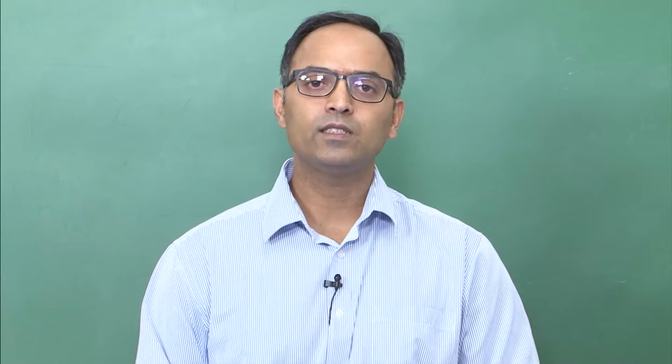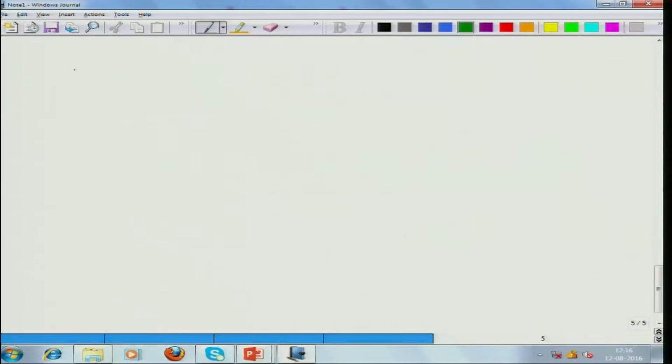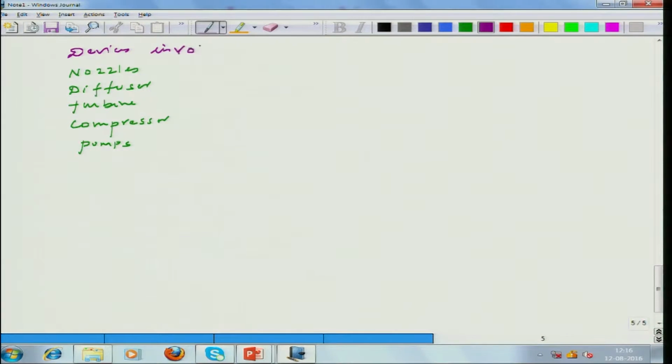Now many applications just involve single streams. Examples are nozzles, diffusers, turbines, compressors, and pumps. So these are the devices which involve a single stream.